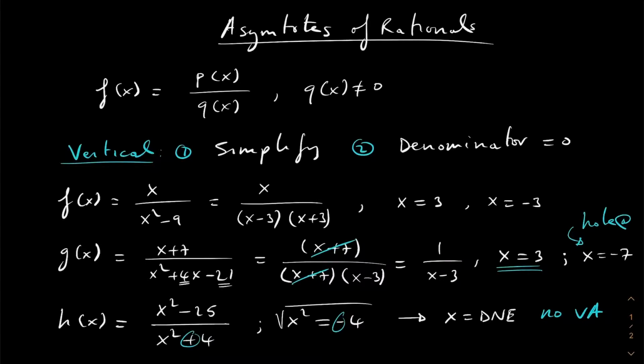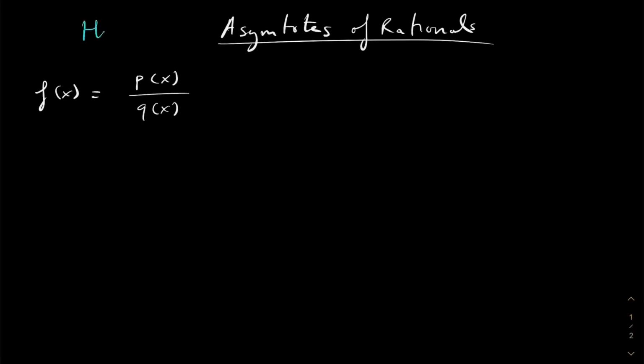All right, so next let's look at what you would do if you were to find the horizontal asymptote. To find the horizontal asymptote, you're going to have three cases for a rational function.